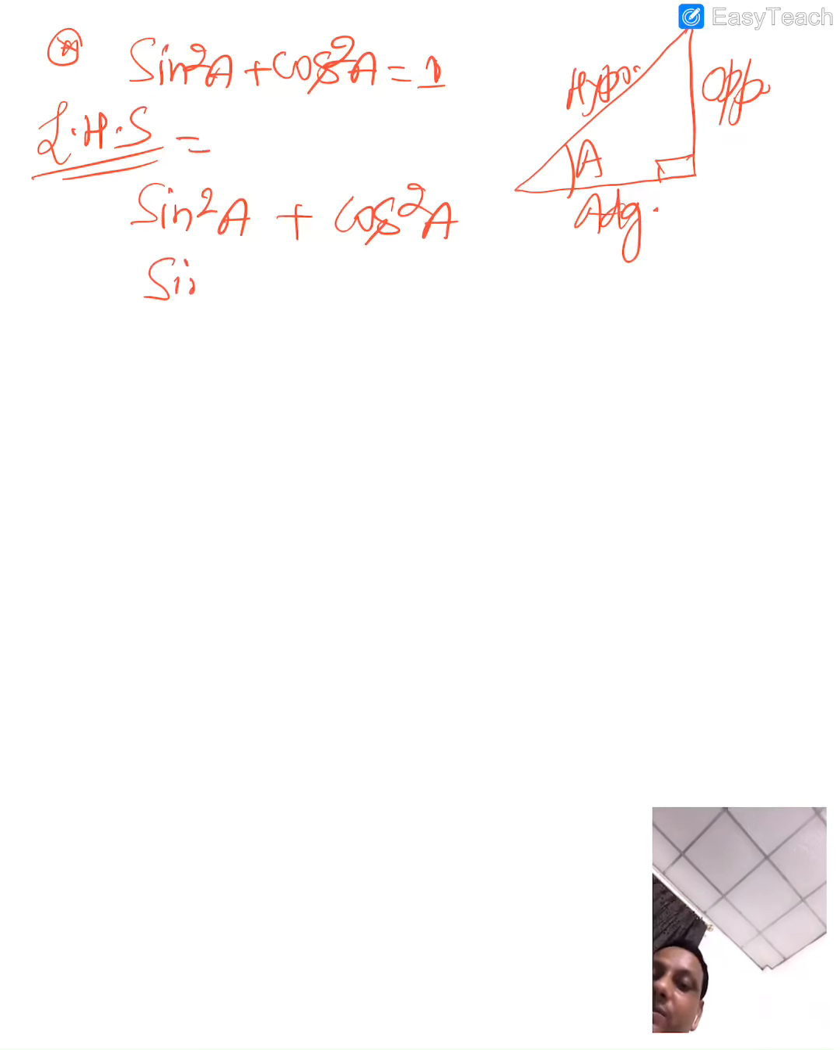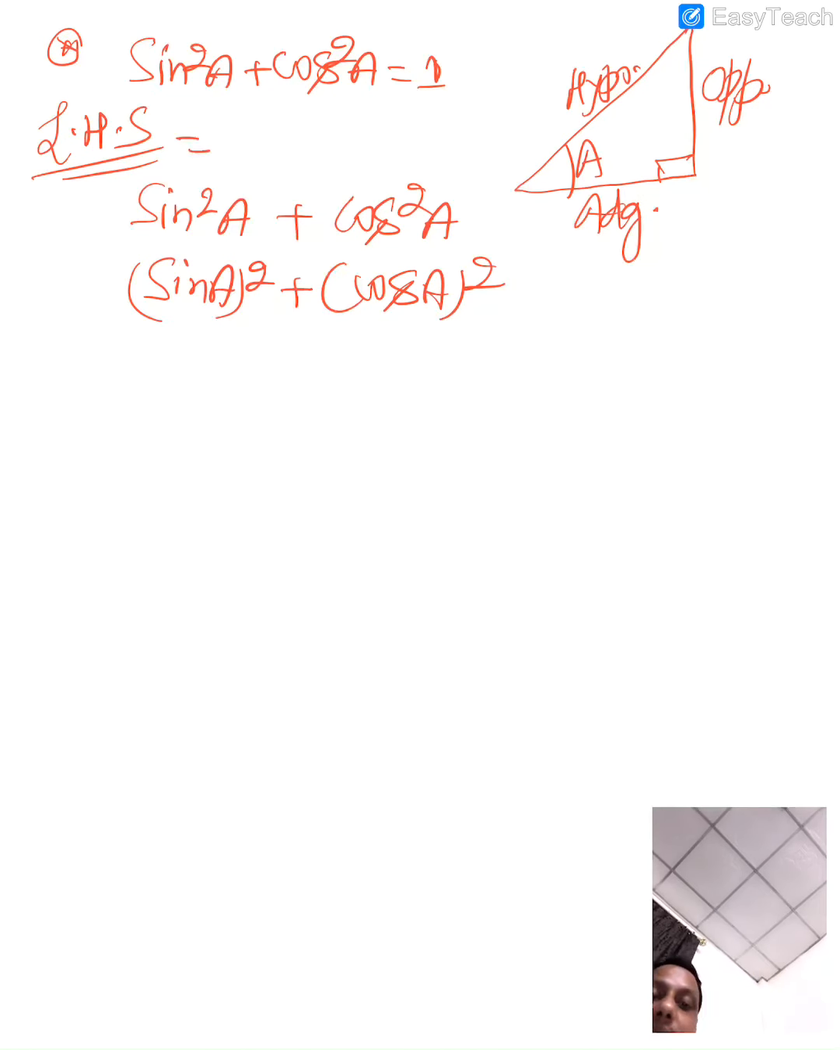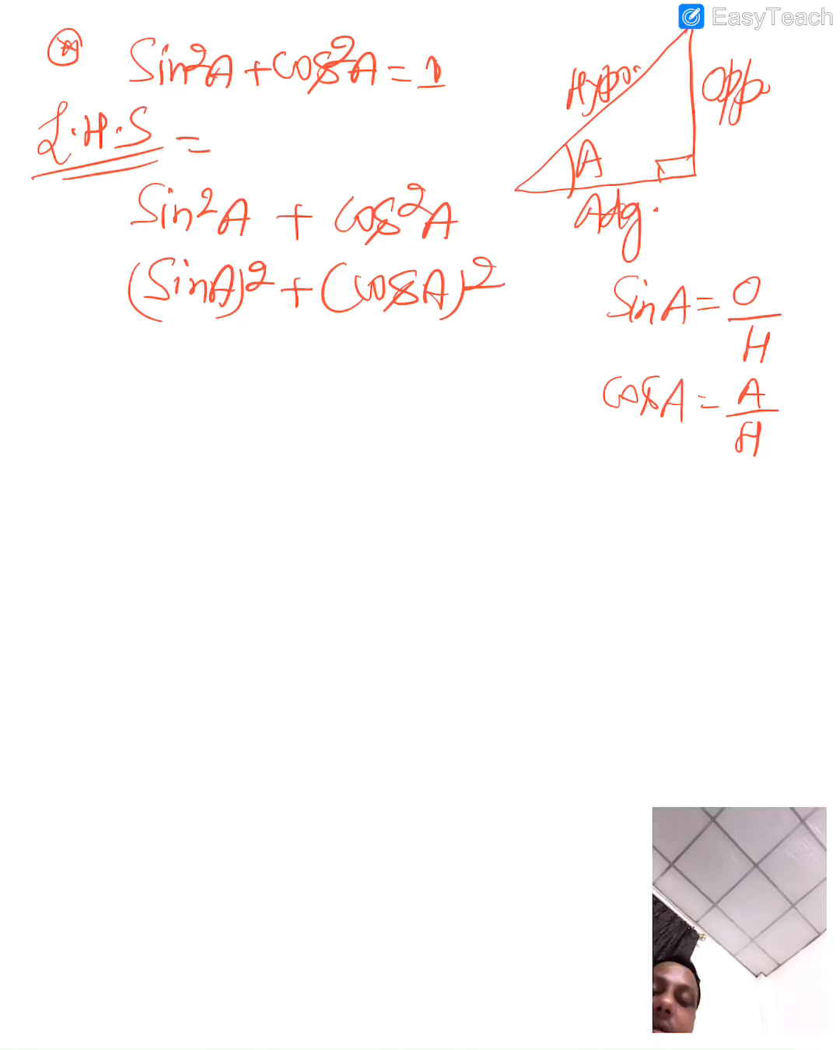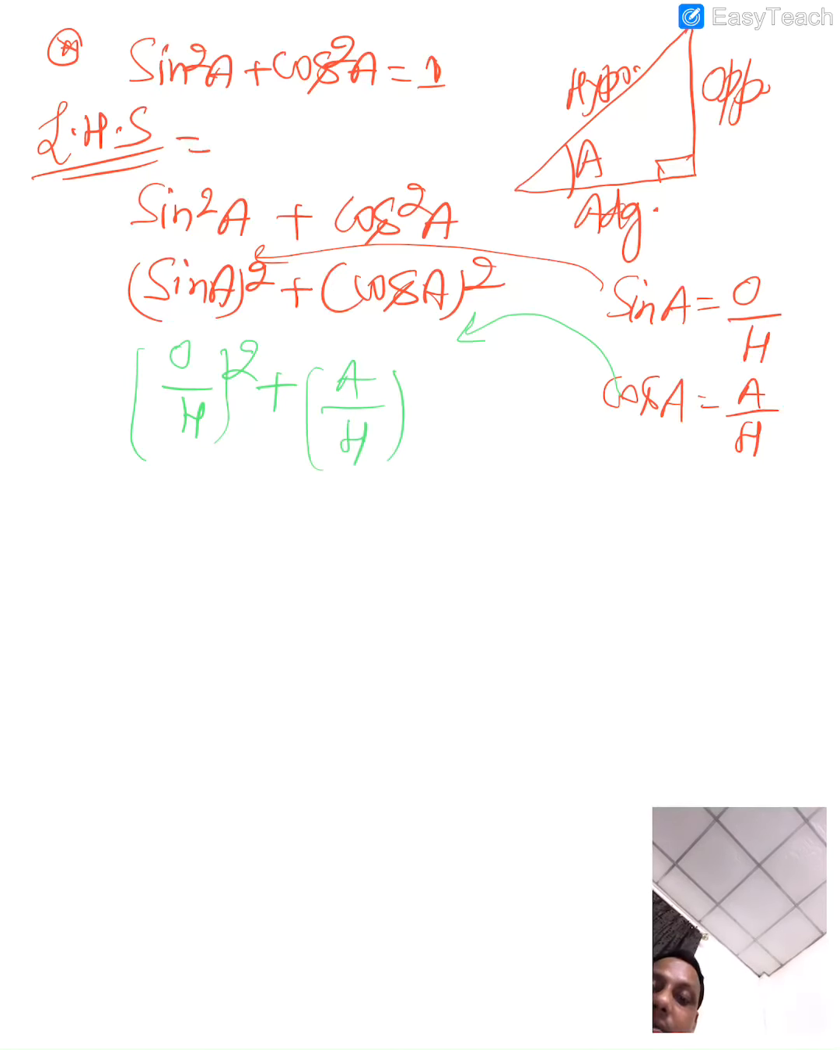As you know, sin²A means (sin A)² plus (cos A)². Practically you all know sin A is equal to O over H, and cos A is equal to A over H. So we can substitute the sine value and the cos value here, and I'm going to get (O over H)² plus (A over H)².